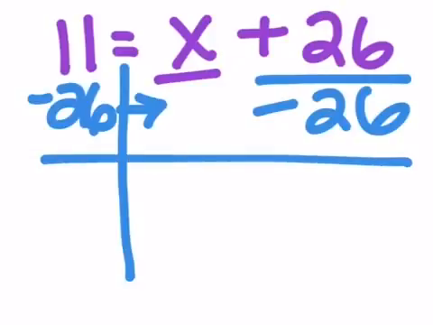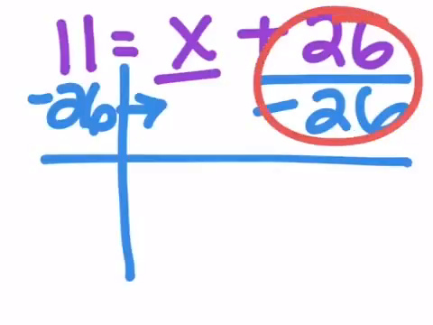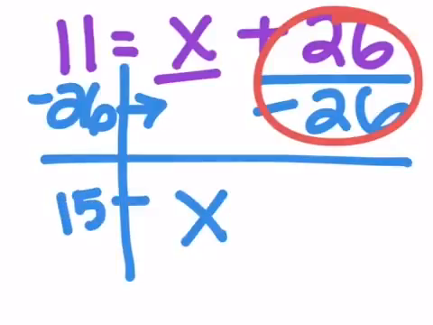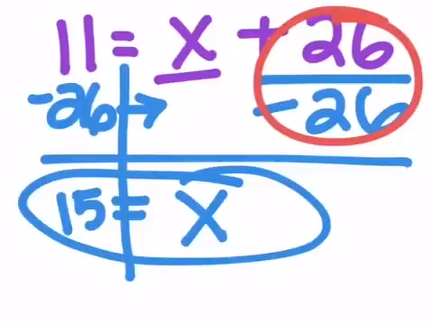So what do I have left? I have 26 minus 26 gives me 0. And then I'm going to bring down the x. And then I have 11 minus 26. So hopefully you were like, 11 minus 26, that gives me 15. So my answer is 15 equals x.